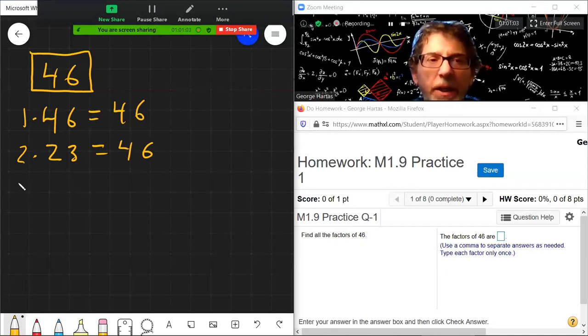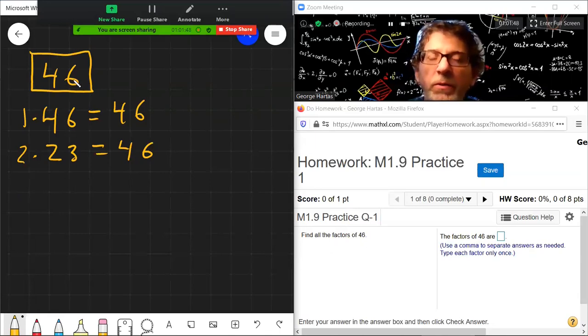Can I say 3 times something is equal to 46? Well, I'm going to use the rules of divisibility again. I could use long division and try to divide 3 into 46, but it takes too much work. I want the quicker way to do it, and that's where the divisibility rules come in. For the number 3, the rule says add the digits. 4 plus 6 is 10. And then you ask yourself, can 3 divide into 10 evenly with no remainder? The answer is no. So 3 does not divide into 46.